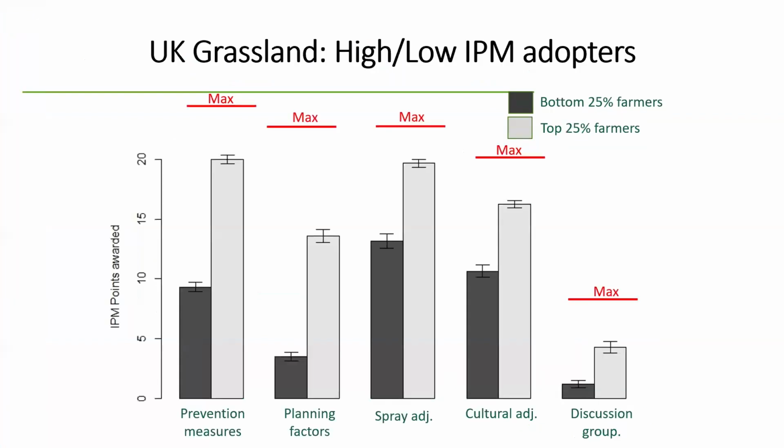These are the grassland results for a similar exercise. Again, you see a very similar pattern there, that the people that score highest when they're doing IPM plans for grass are the ones that are doing those prevention, pre-planning type exercises. And again, that discussion group engagement has made a nice difference as well. So that awareness of IPM really helps to drive forward these improvements on the farm.